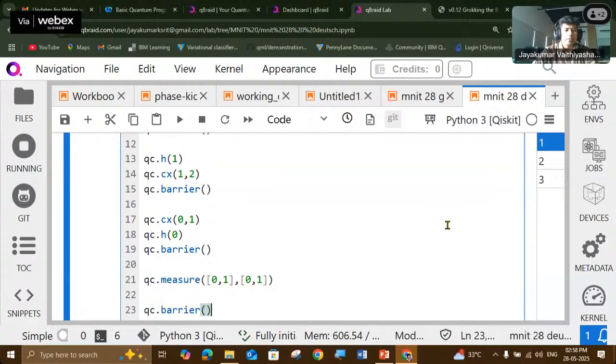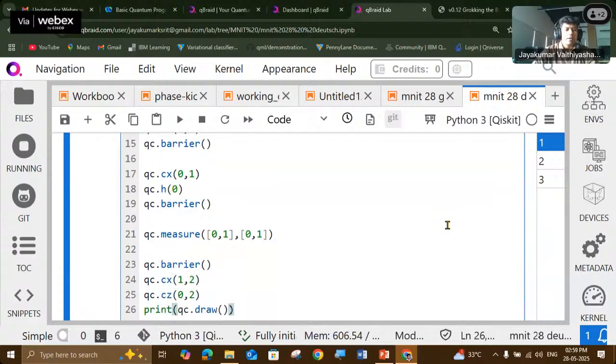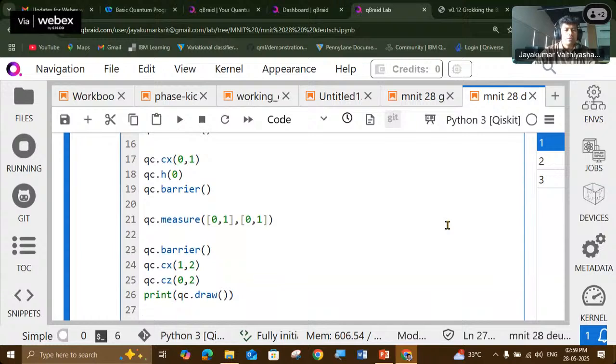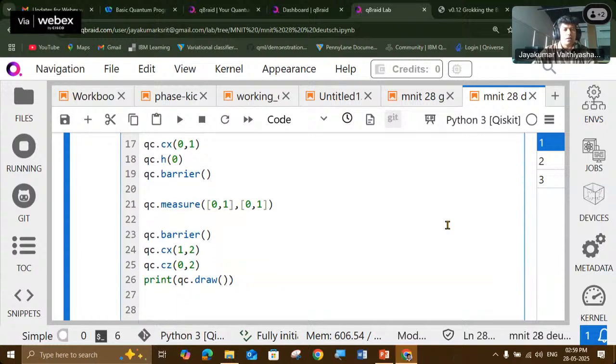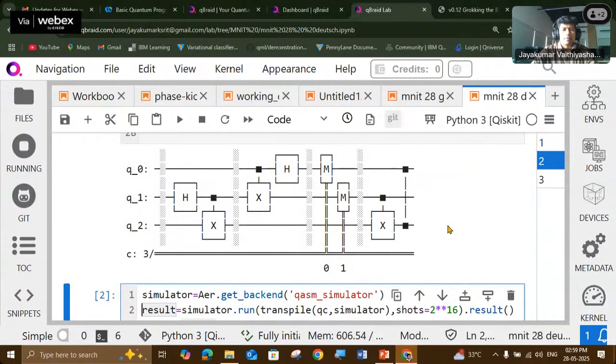Then we are doing measurement. Again we are applying a barrier. We try to print that circuit. So this is the whole architecture of your Deutsch-Jozsa algorithm.